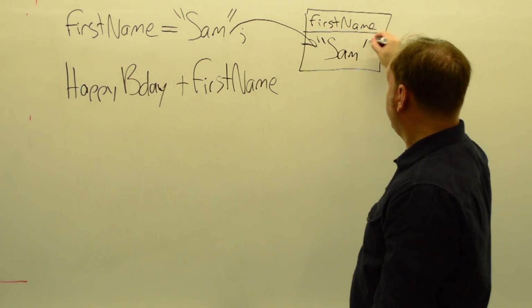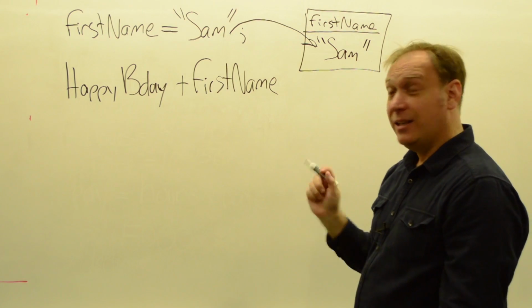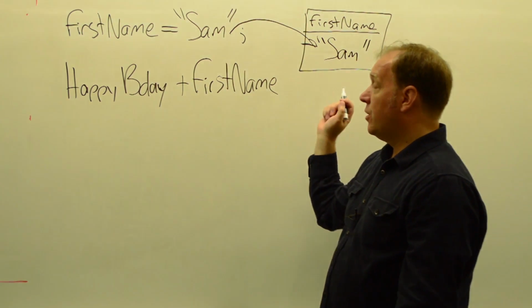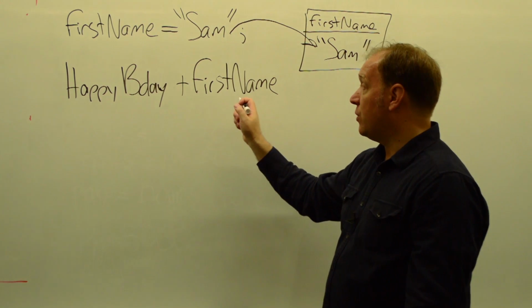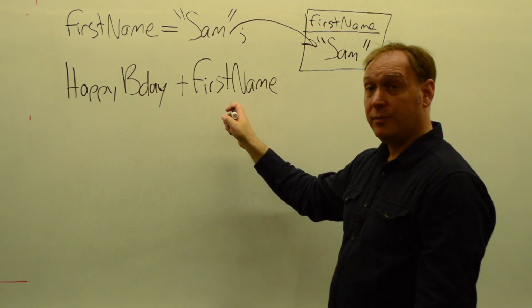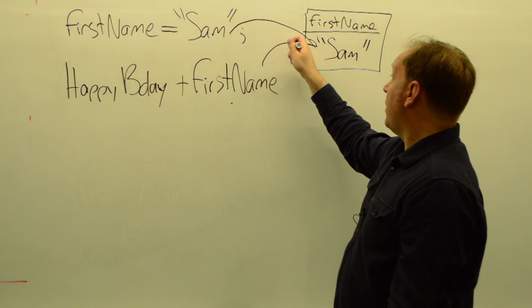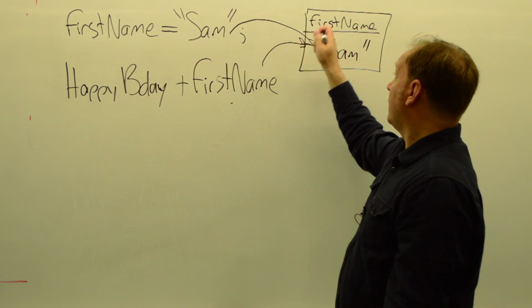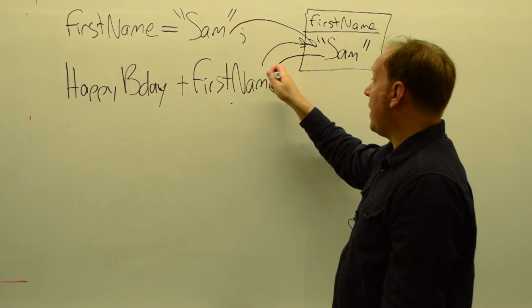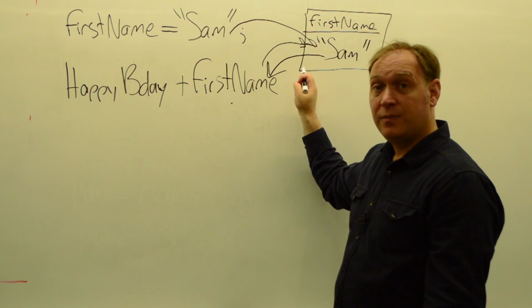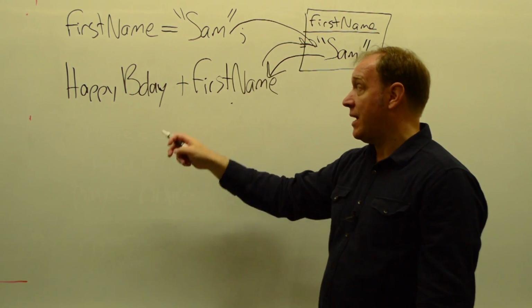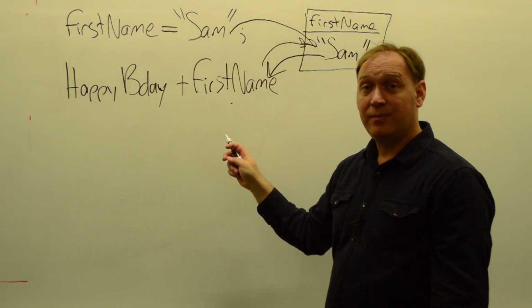Sam. Likewise, when it comes time to use that value later, happy birthday, we can refer to that variable, goes to that box with that name, first name, and brings back the value stored inside it. So the output will be happy B-Day Sam.